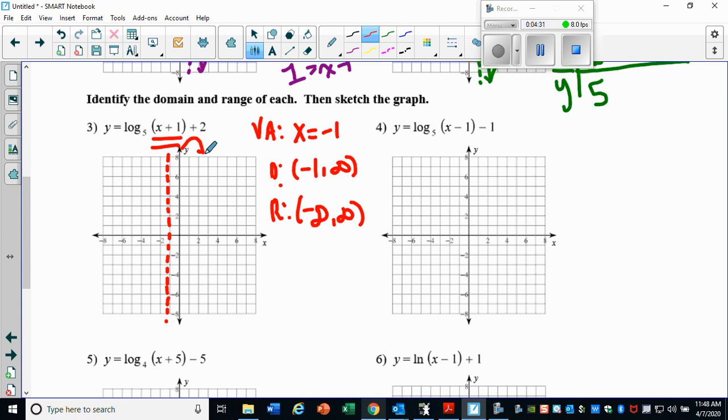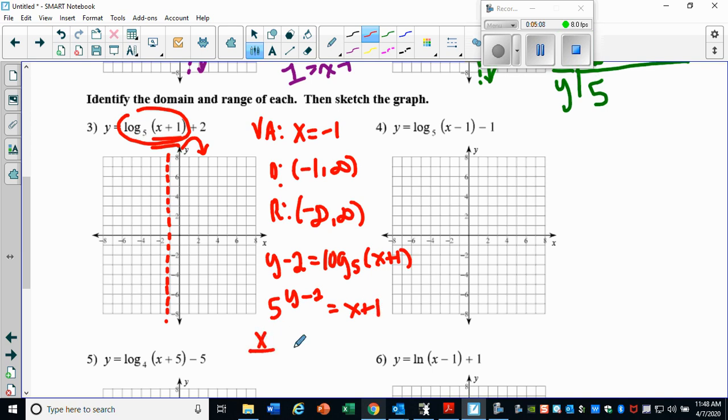So now since we know it's going to be on this side, now we just have to go ahead and graph it. Now the tricky part here with this one, once again, is notice this log is not alone. So what I have to do is move that 2 over to the other side. So I end up with y minus 2 equals log base 5 of x plus 1. Now there's nothing next to the log. Since there's nothing out in front of the log or next to it, now I can rewrite it as an exponent. So I have 5 to the y minus 2 equals x plus 1.